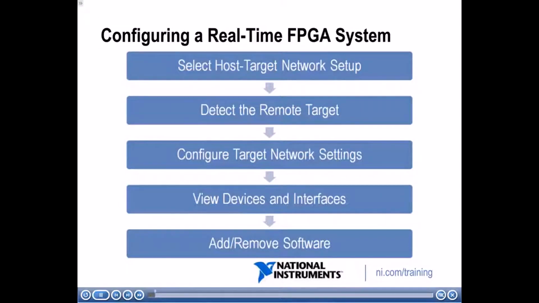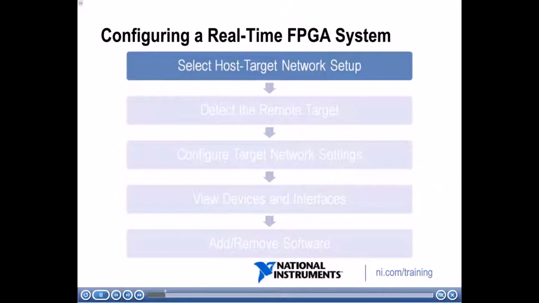Here we see some high-level steps for configuring a real-time FPGA system. The first thing we'll talk about is selecting a host target network setup, and then detecting the remote target. Then we'll configure the target network settings. We'll view devices and interfaces, and lastly, we'll add and remove software. This module will focus on that first piece right there.